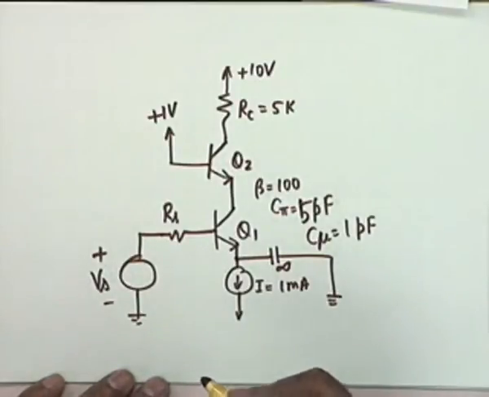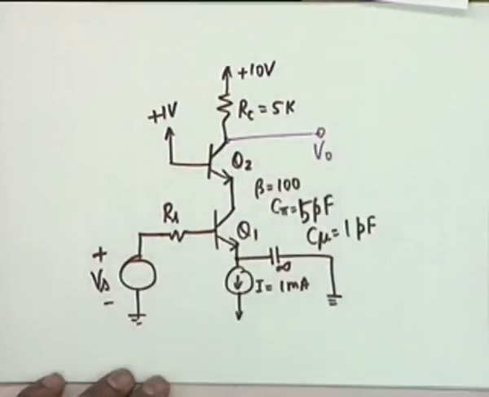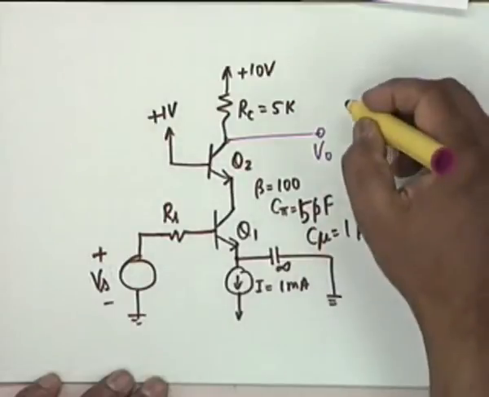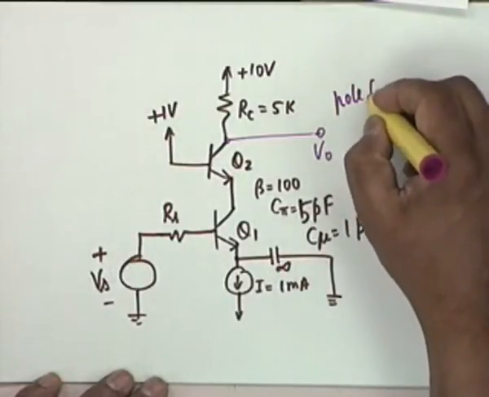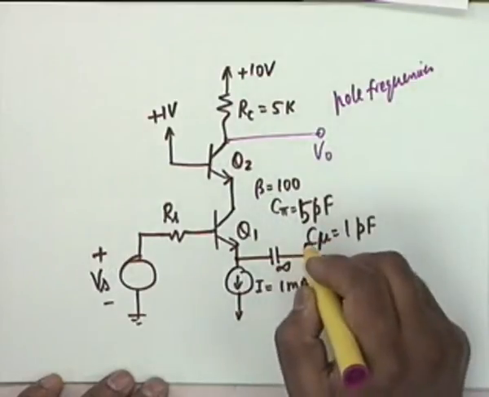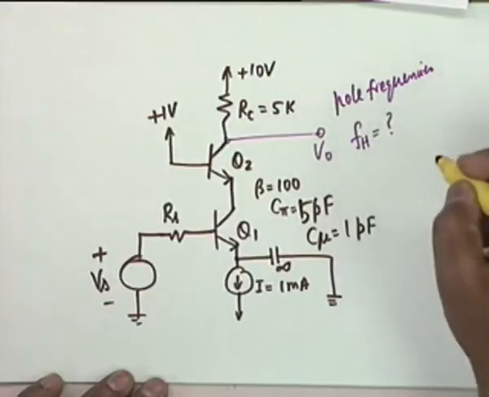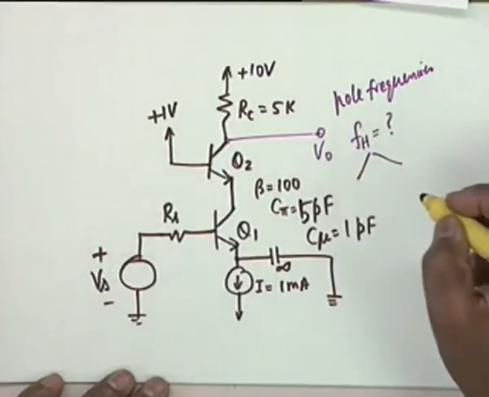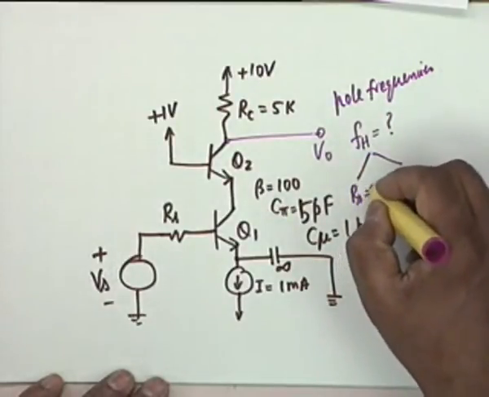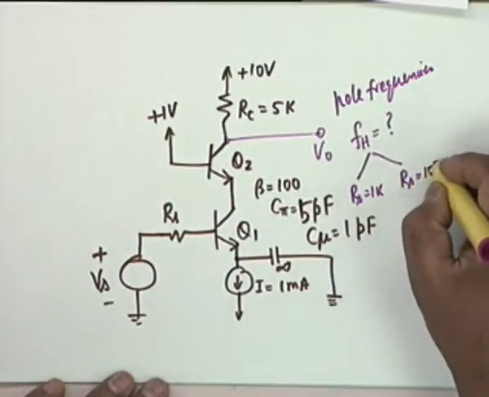let's see if there is anything else. No, the output is here, V0, as usual, it's a cascode. The question is to find out the pole frequencies, and estimate FH for two conditions, RS equal to 1K and the other is RS equal to 10K.